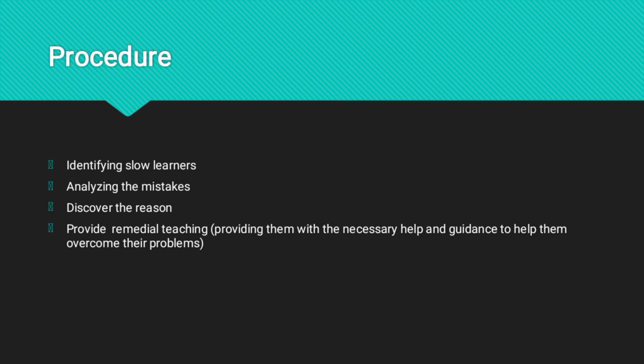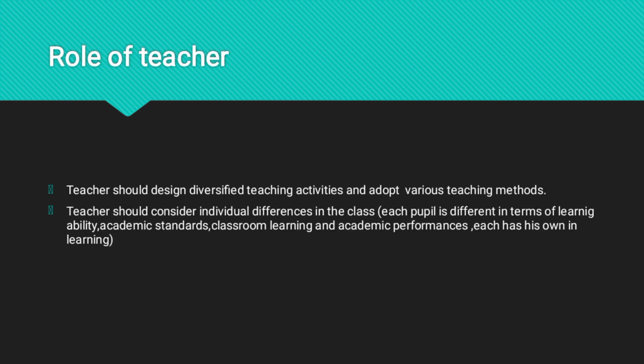Procedure: one, identifying slow learners, analyzing the mistakes, discovering the reasons, providing remedial teaching, providing them with the necessary help and guidance to help them overcome their problems.